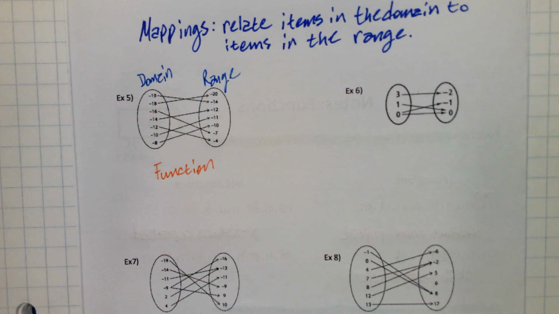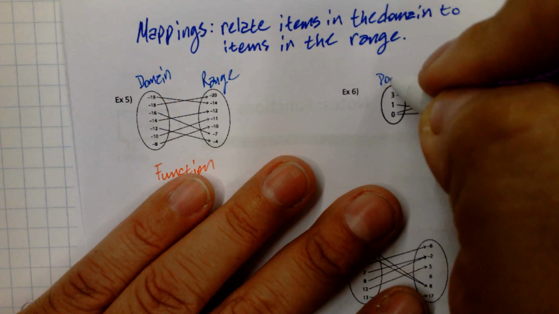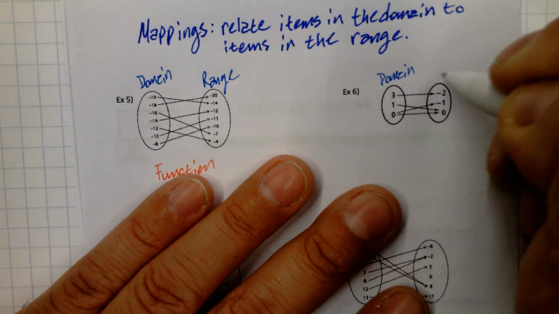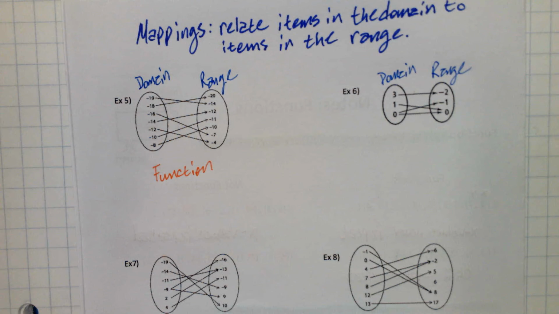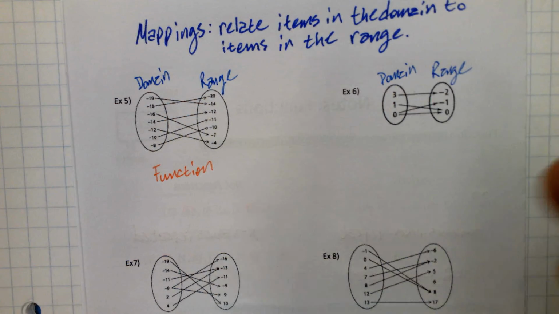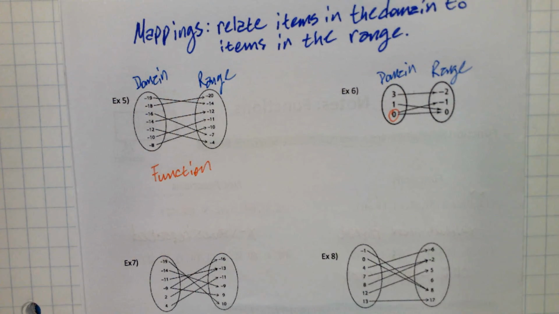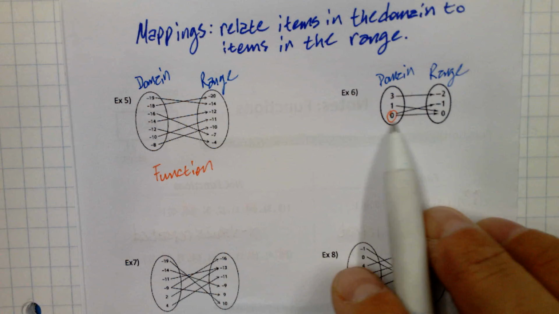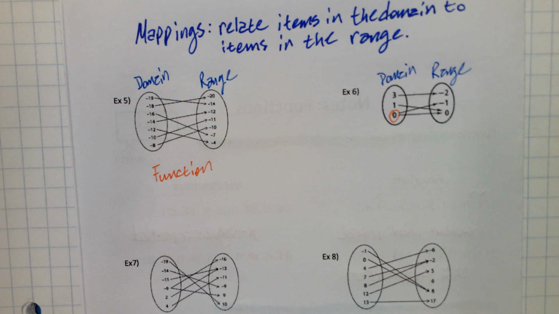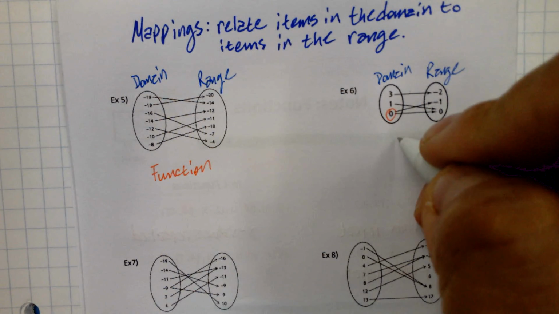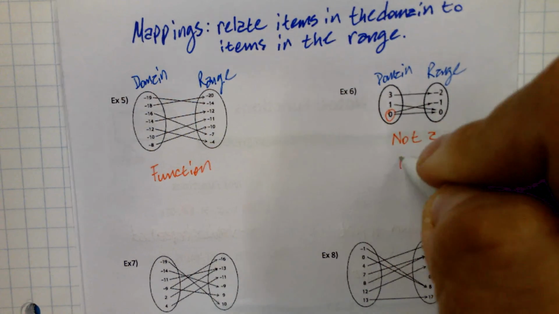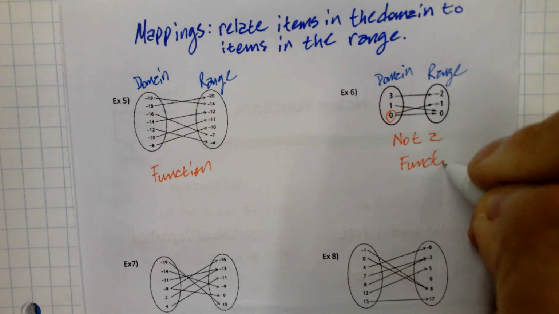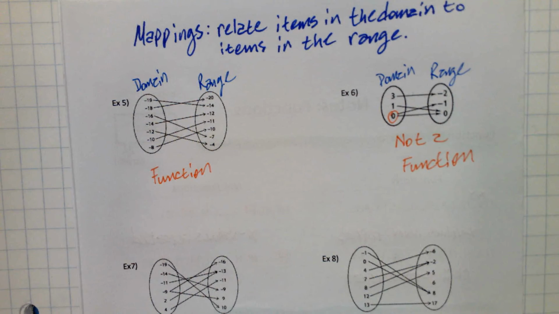Let's move on and look at this one. We have a domain and a range. Do we have a function? No, we don't. 0 on the domain side is linked up to -1 and 0 on the range side. Because of that, x's are repeating and not a function. Okay?